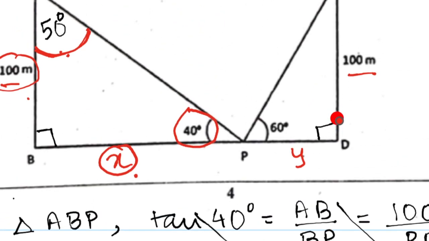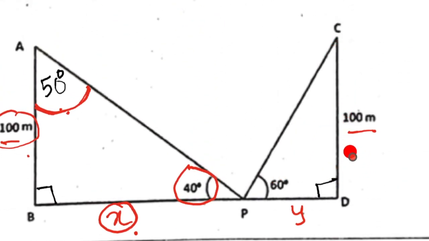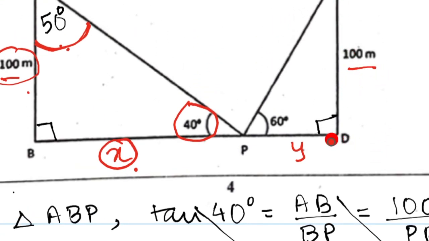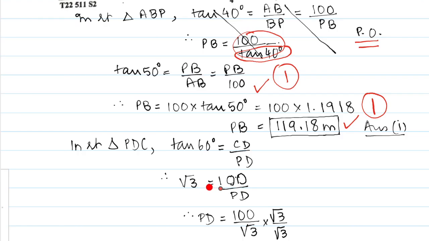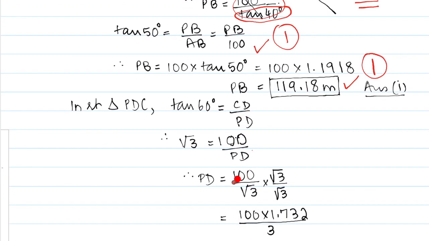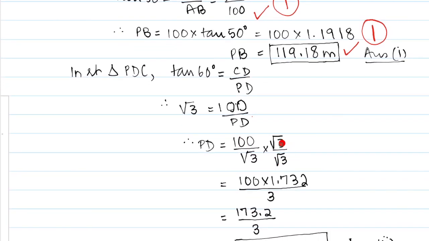And now in the second triangle, we can connect 100 with y and we can use this 60. Now 60 is not a problem because tan will be root 3. We know the value of it already, so it doesn't really matter. We can rationalize it also. So let us look at tan 60 is going to be CD upon PD. So root 3 is equal to CD, which is 100 meter, upon PD. So PD will be 100 upon root 3 and then we rationalize it like so.